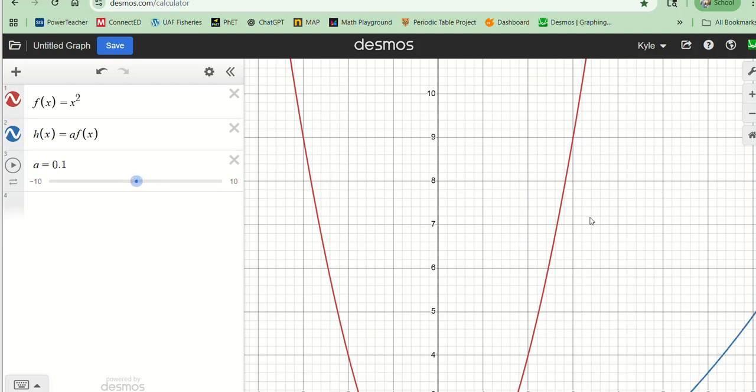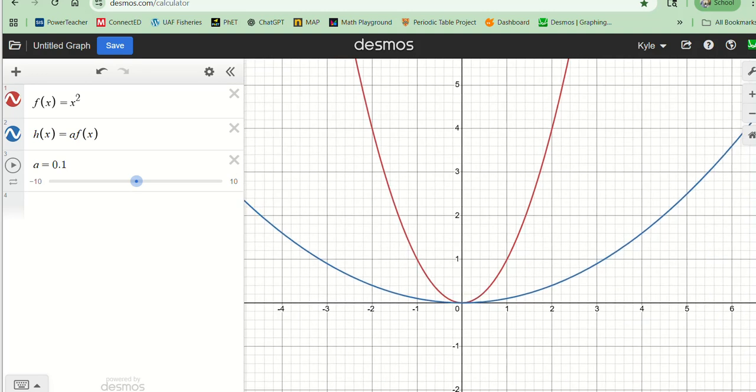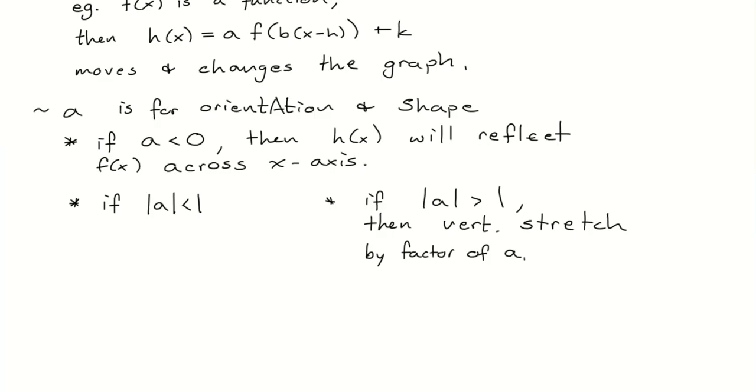It's getting real sad, real wide, but we've just compressed vertically. So if a's absolute value is less than 1, then compress vertically. Do I have to say by a factor of a, or can we just assume that it's also there? Okay. All right. This is where it gets really weird.